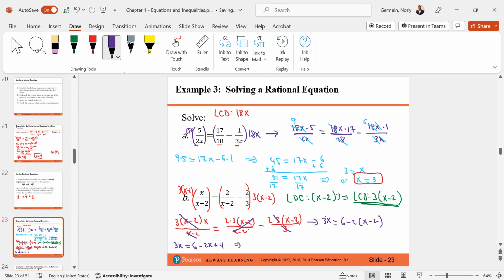Now, combine like terms. On the right, we have 10 minus 2x. Let's add 2x to both sides. It gives you 5x equal 10. Let's divide both sides by 5, x equal 2. Now, do you feel this one can be a solution to these equations?